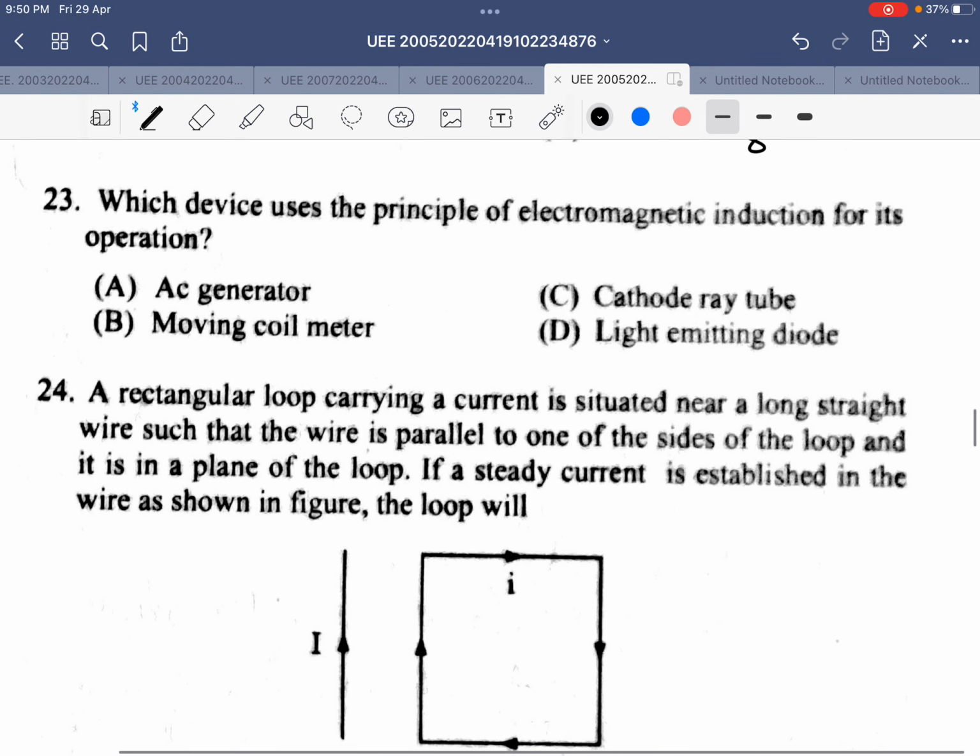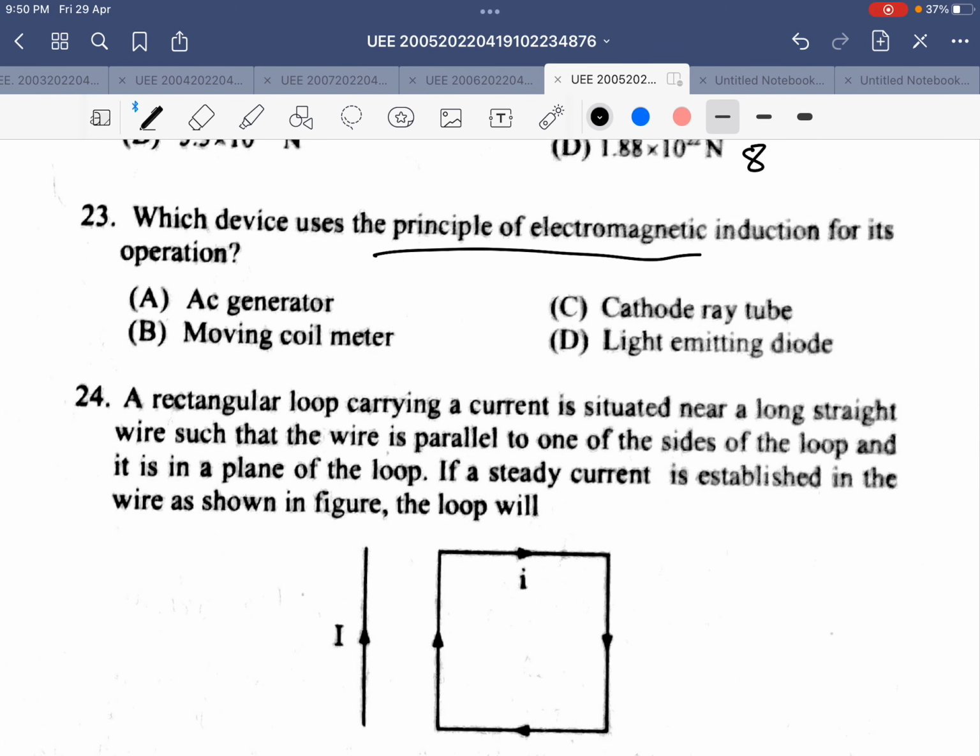Which device uses the principle of electromagnetic induction for its operation?